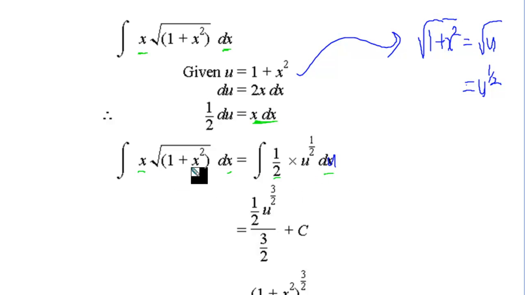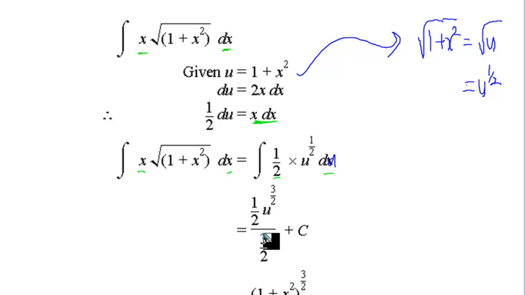And then 1 plus x squared was u, so it becomes the square root of u, or u to the power of a half, which we can integrate. So see what was very complicated now becomes much simpler by using a simple substitution. So half u to the power of 3 on 2 divided by the 3 on 2. The half and the 3 on 2 just gives us 1/3, and we can substitute 1 plus x squared back in for u.